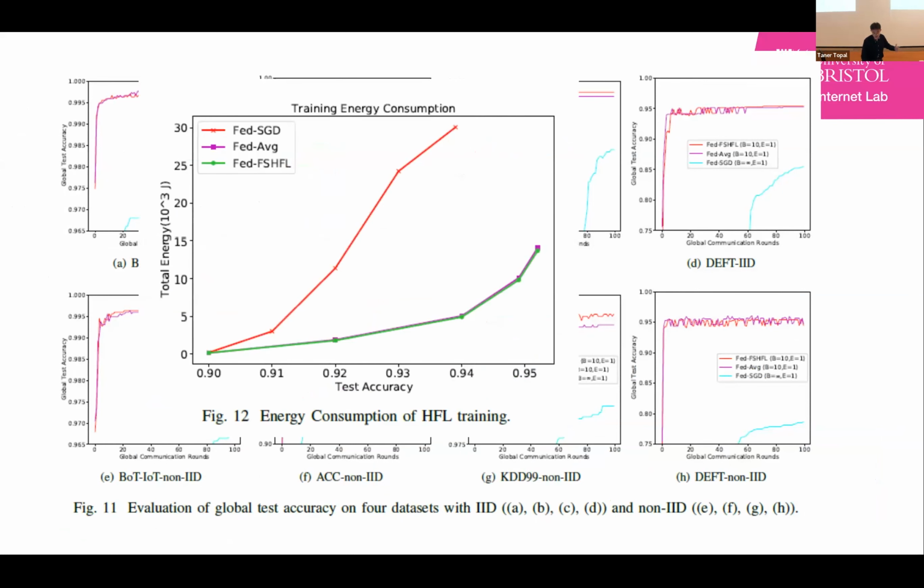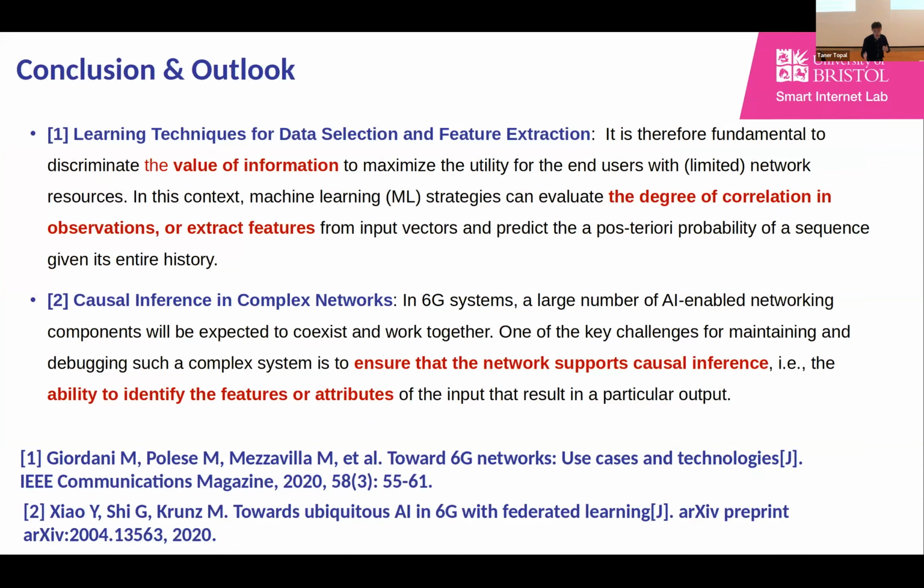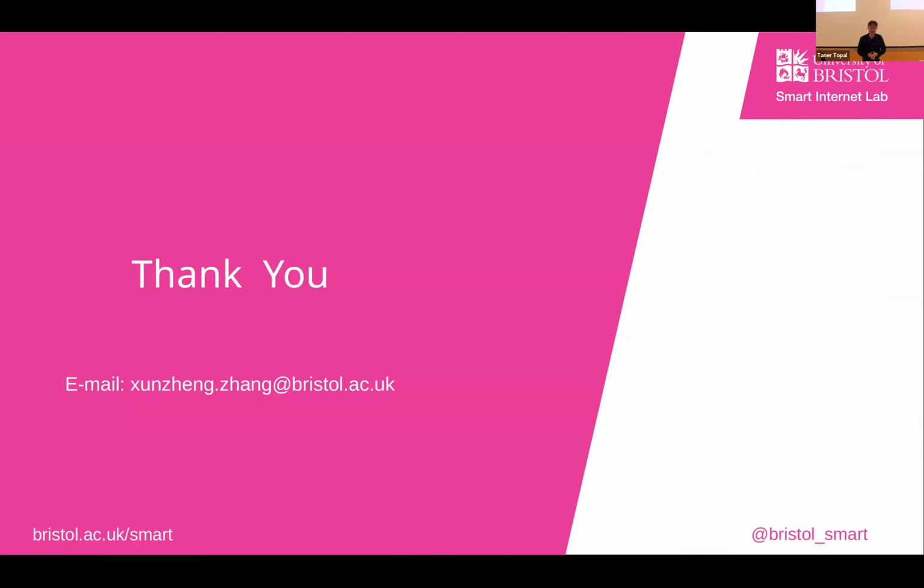We also calculated the Raspberry Pi's energy consumption with our proposed methods. So we can say that after the feature selection, there is less training time and less energy consumption. Maybe in the future we can do more feature extraction, because extraction is more like PCA, principal component analysis, while selection does not change the features. And we also do some causal inference in complex networks to get feature insight of the data. And the references are here. Thank you, all of you.